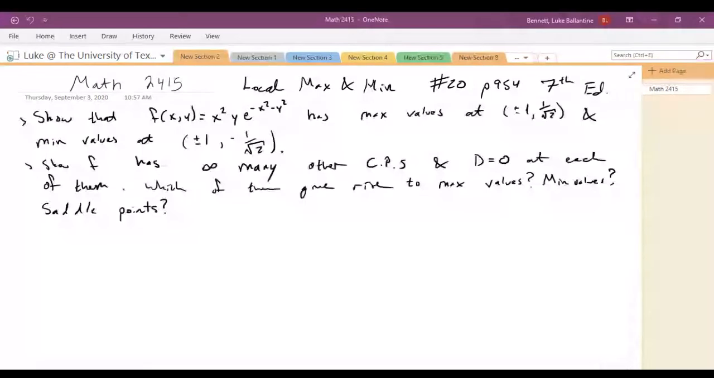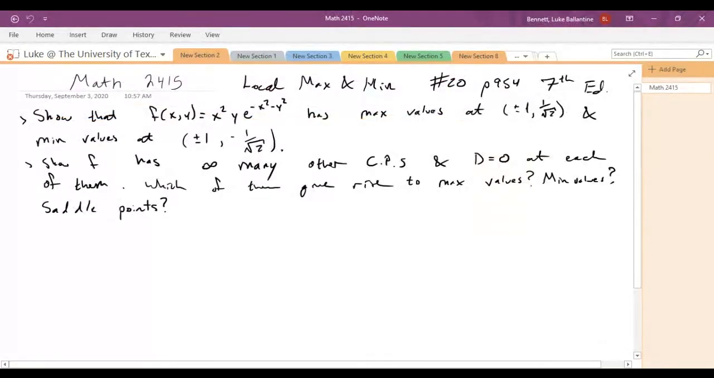All right, I'm going to go ahead and get started. So today we are going to talk about local maxima and minima of functions of several variables that we didn't get to last week. And then we're going to talk about absolute maximum and minima. Functions of several variables.